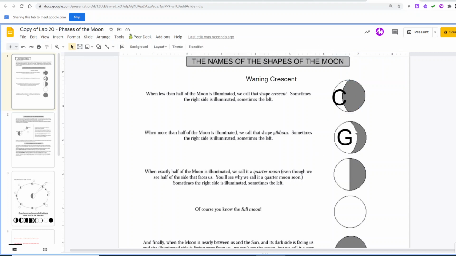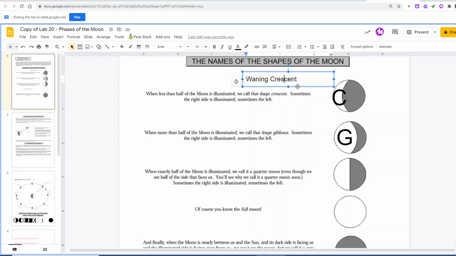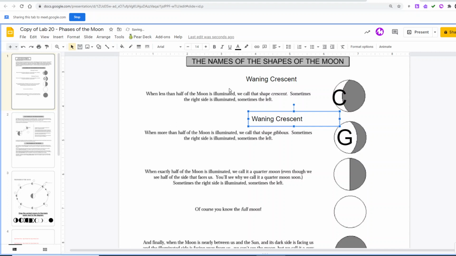Is this one waxing or waning? This one is also waning. So this would be a waning gibbous. And you don't have to do the labeling for here. I'm just doing it to really send a point home.